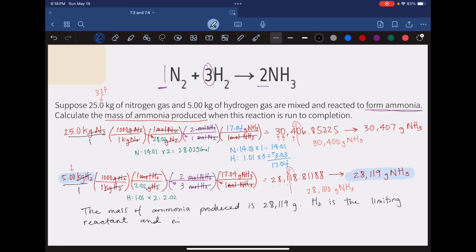And nitrogen is the excess reactant. So that's how you would take all that information and figure out which one's the limiting reactant, which one's the excess reactant, and how much is actually produced.